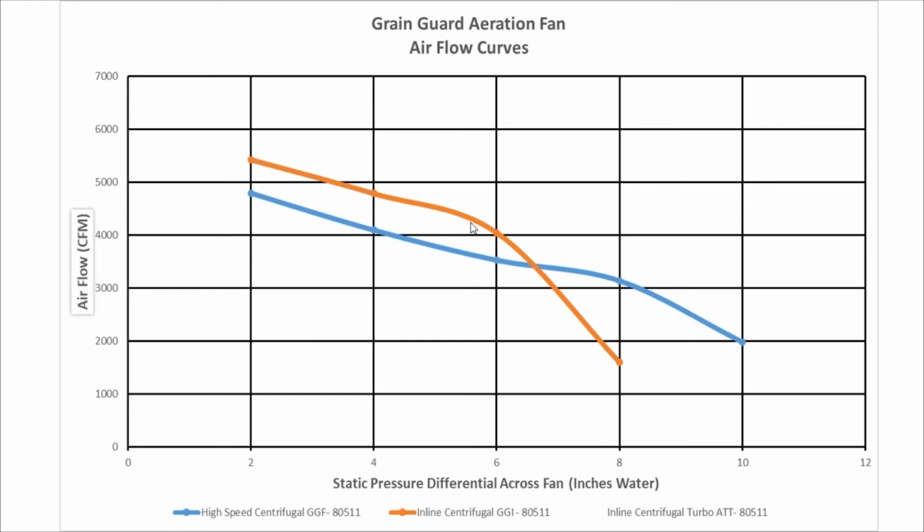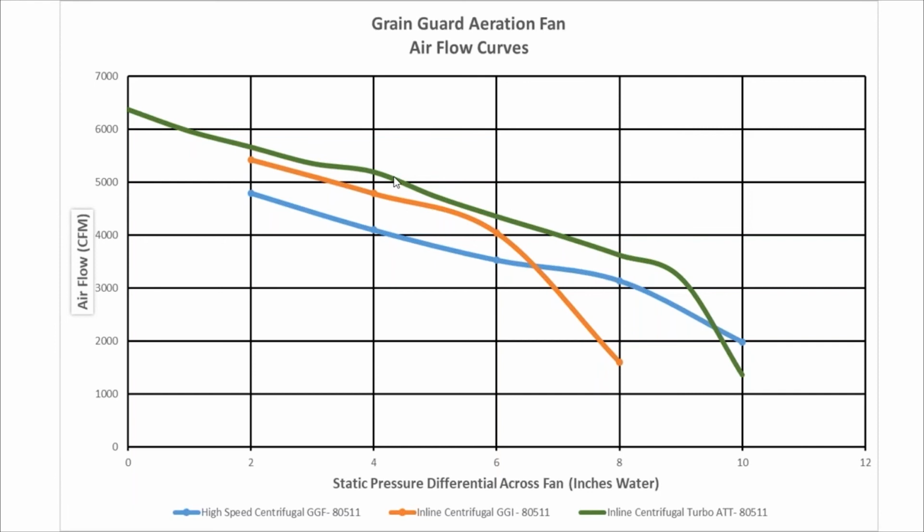Again, slightly higher airflows at the 0 to about 7 inches, and then above 7 inches, the high-speed centrifugal gives you better airflow. And then here is your turbo fan, which based on the manufacturer's numbers, shows that it gives better airflow on almost all points except at the very, very high static pressures. So, based on these numbers, it says that is the most efficient option.